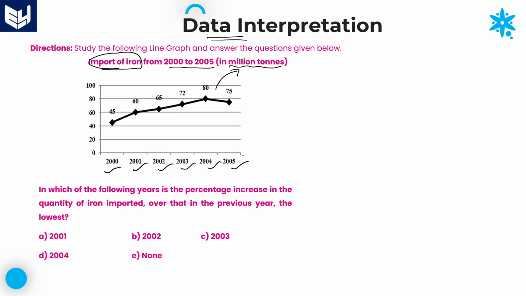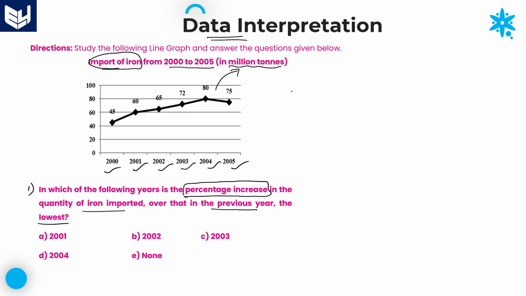Okay, so the information is very clear. From 2000 to 2005, imports of iron are given, and all the values in the line graph are in terms of million tons. Now look at the first question. In which of the following years is the percentage increase in the quantity of iron imported over that in the previous year the lowest?